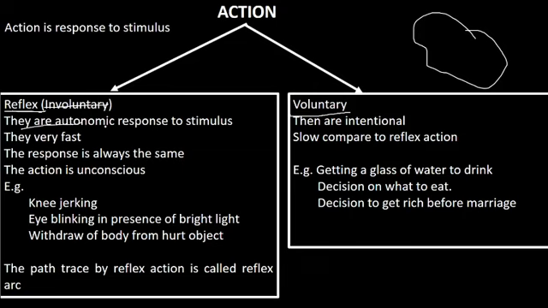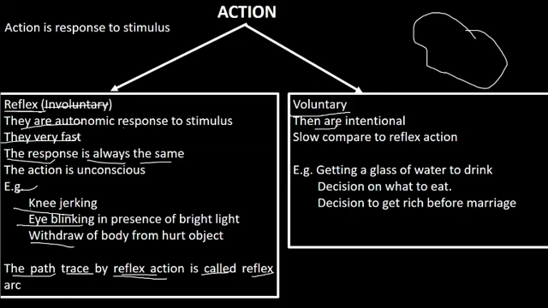So they are autonomic. They are self-doing. You are not concerned. They don't need any permission from you to take place. Response to stimulus, they are very fast. The response is always the same. The action is unconscious. Examples of them are what? Nail jacking, eye blinking, withdrawal of the body from a hurtful object. Anything that can hurt you, the way you withdraw from it is by what? Reflex arc. The path traced by reflex action is called reflex arc.